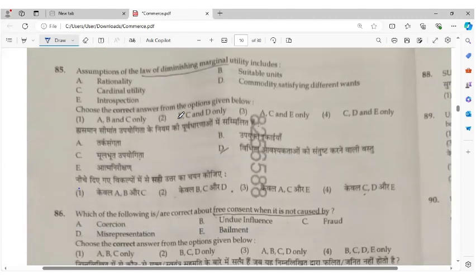Now the next one, assumptions of the law of diminishing marginal utility. You know that the assumptions include rationality, suitable units, and cardinal utility. But a common commodity satisfying different wants is not an assumption of the law of diminishing utility, since the commodity satisfies specific wants, not different wants. So D is also not correct. And introspection, that is atma nirikshan, is also not. So option number A is right over here.